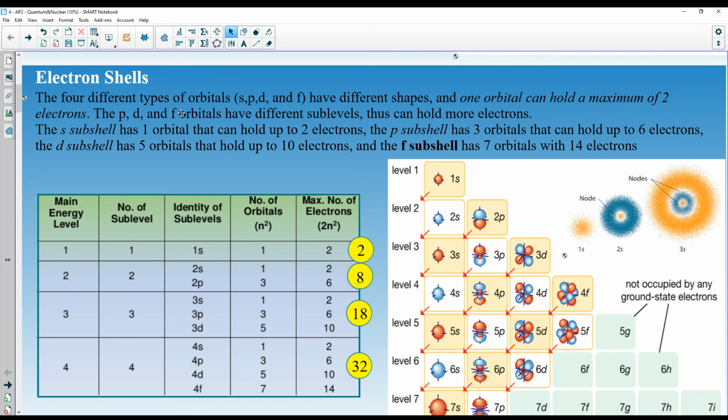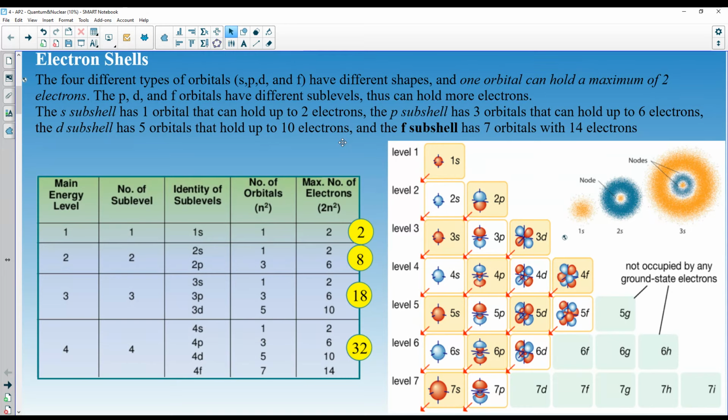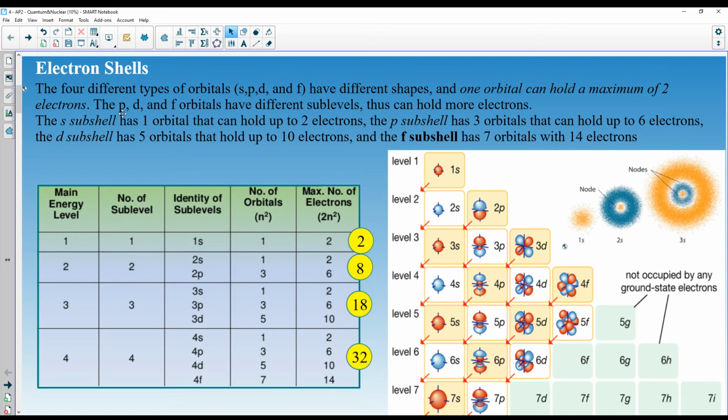There are 4 different types of orbitals: S, P, D, and F. And each orbital can only hold two electrons. So when you've seen this in chemistry, you don't really need to do this yet, at least for quantum physics. And so the P, D, and F subshells have different sublevels and can hold more electrons. So let's say the S shell has one orbital only, so you can see right here it's like a sphere. So it can only hold 2 electrons because one orbital can hold a maximum of 2 electrons.